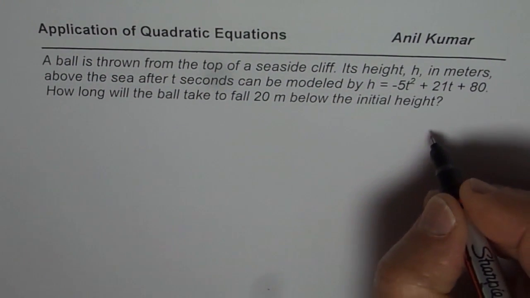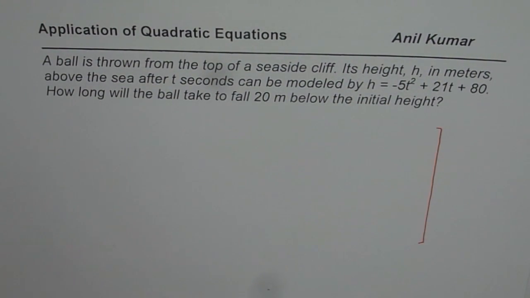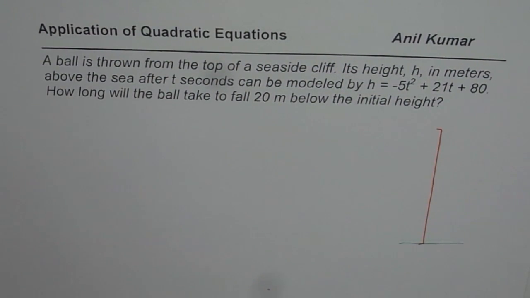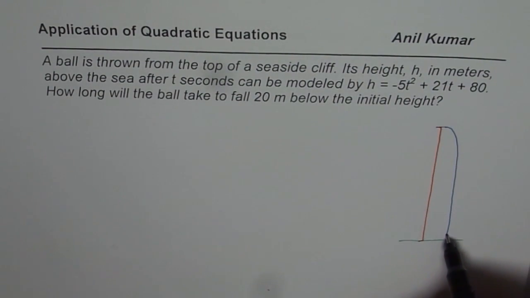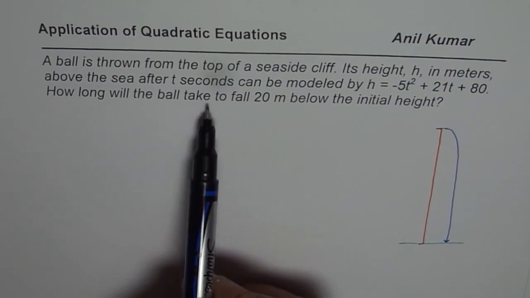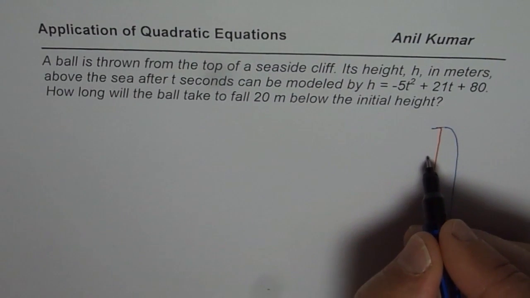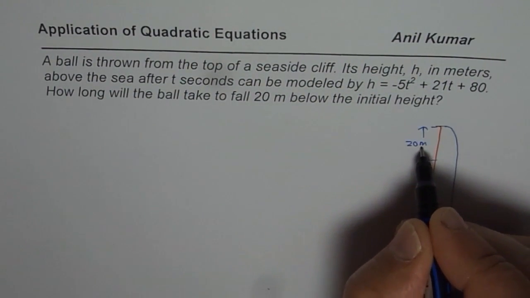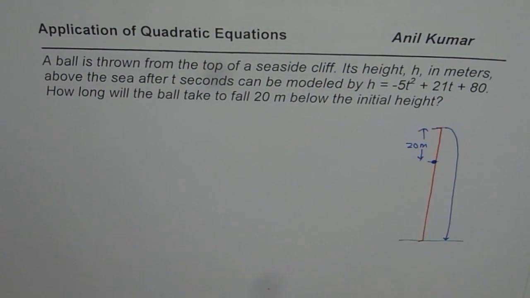Now there is a catch in this question. Let me first show what the question is. Let us say that is a cliff, right? And that's a sea. And the ball is thrown from the top, so it is coming down, right? Now the question here is, how long will the ball take to fall 20 meters below the initial height? That means from here 20 meters, right? So let us say that is 20 meters. So how long will the ball take to reach this height, right?